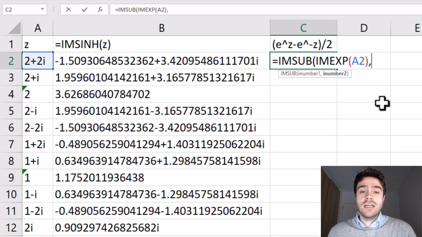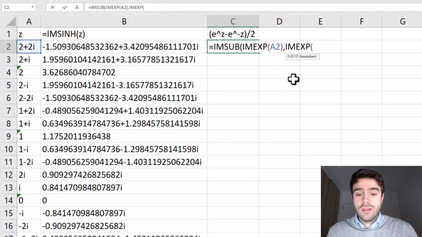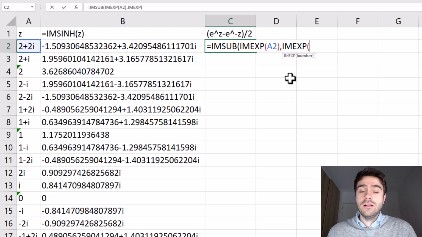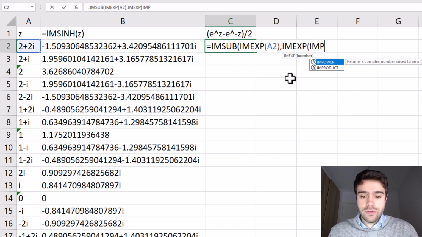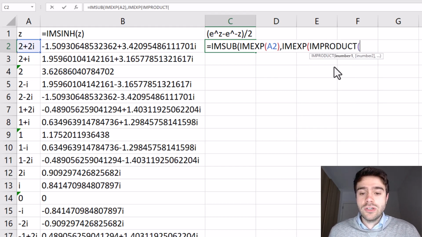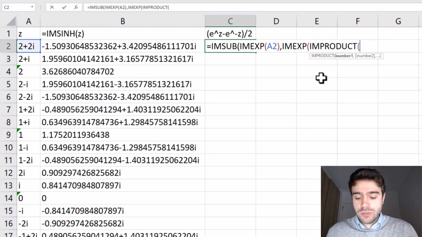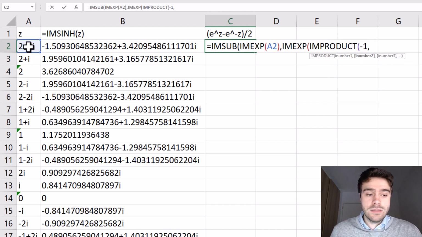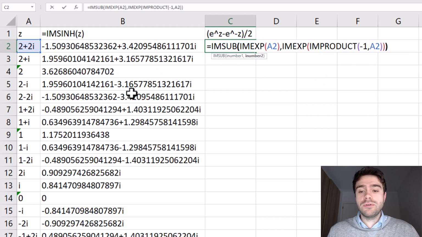Now, to get the negative, we need to multiply by -1. First of all, we take the IMEXP function, and then of which do we take this? Well, the complex number multiplied with -1. Now, multiplication of complex numbers, this we can do in Excel with the IMPRODUCT function. So we take the IMPRODUCT function, we supply the first number, which is -1, and then we supply the second number, which is the complex number. Now, I close 3 parentheses.